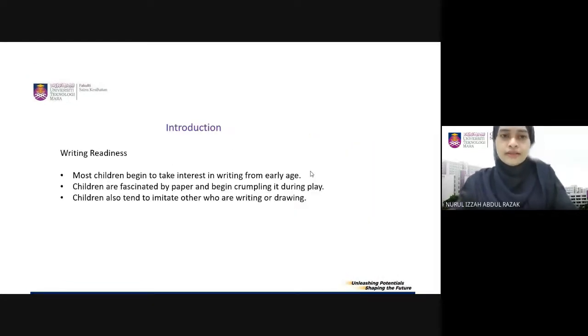Okay, first let's recap the introduction, which is the writing readiness. As we can see, most children as young as 1 year old usually are fascinated by paper and begin crumpling it during play. And we can see their readiness to write when they show interest to imitate others who are writing, drawing, and by the age of 4, they are able to independently draw lines and circles, and finally, by the age of 5, they are able to copy at least the basic 9 shapes.